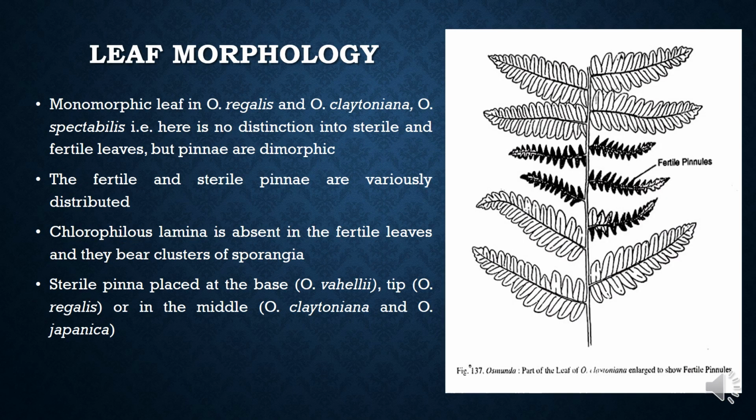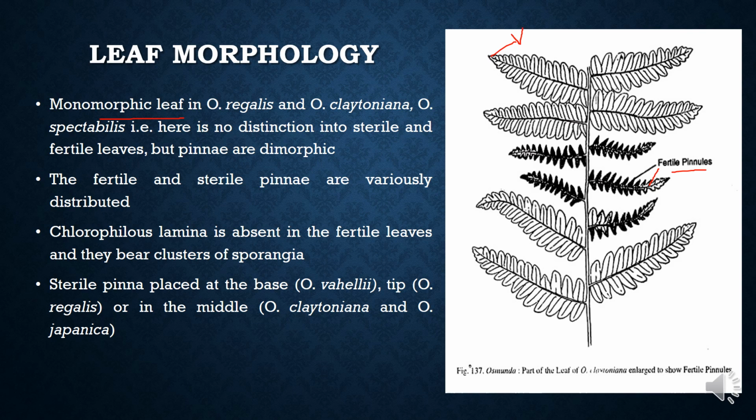So this is the monomorphic leaf, where a single leaf contains both sterile and fertile regions. These are the vegetative region, the sterile region. These are the fertile pinnules.